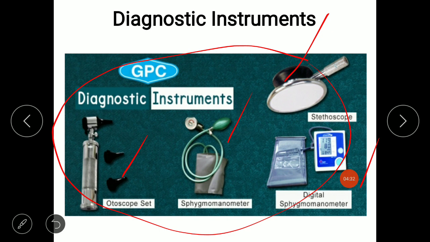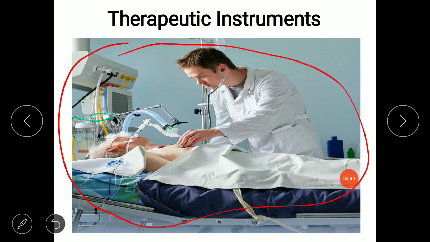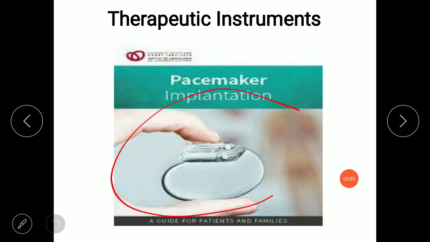In biomedical instruments, the diagnostic instruments are used for diagnosing the disease. And therapeutic instruments are those instruments that are used for treatment of patients. In hospital, you might have seen ventilators that are used for patients who are in very critical conditions. Those instruments that are used for treatment of patients come under therapeutic instruments. Here you can see the ventilator. This is a pacemaker. This pacemaker is also a therapeutic instrument because it is implanted in the heart to regulate the heartbeat.